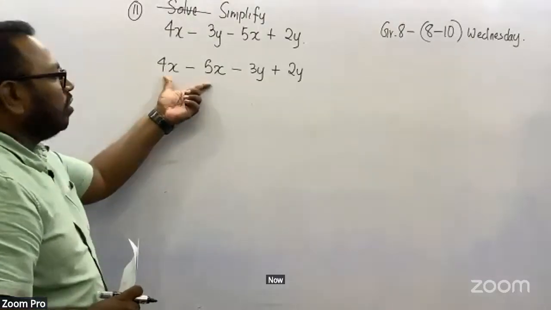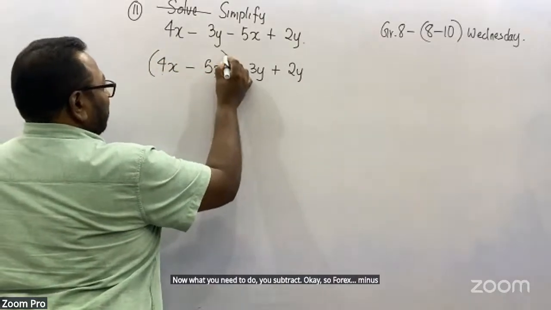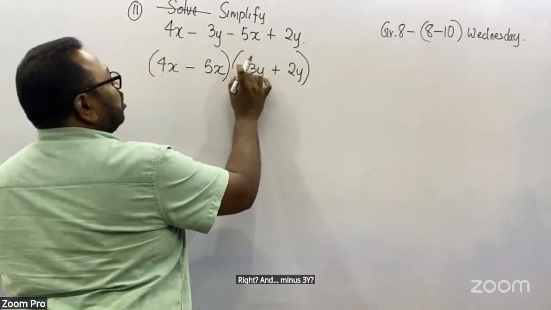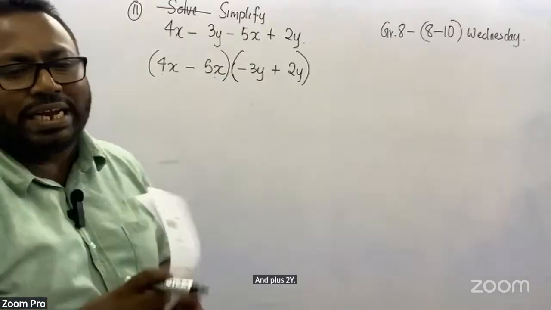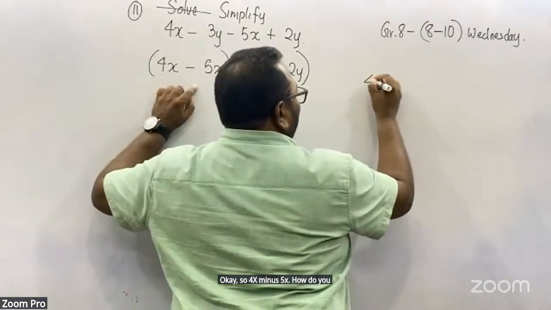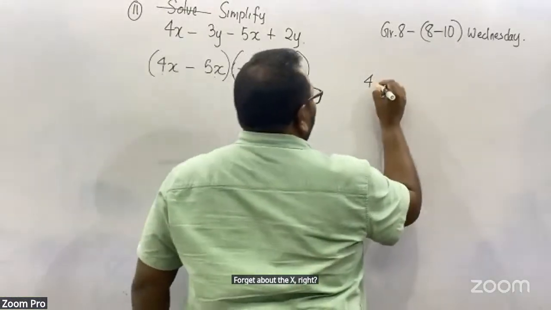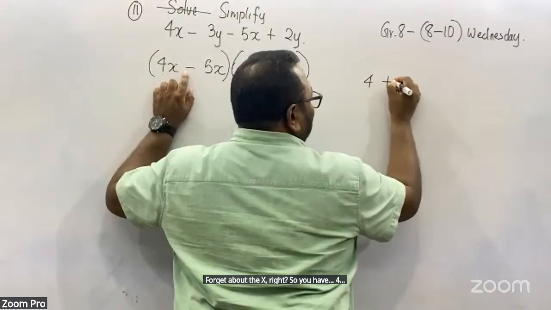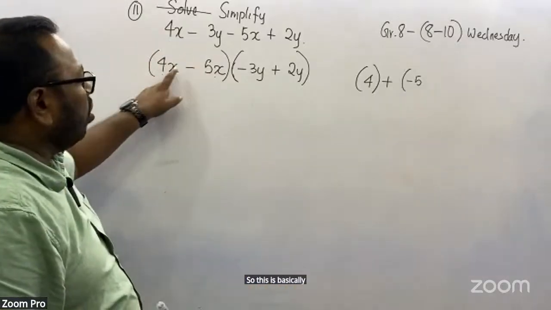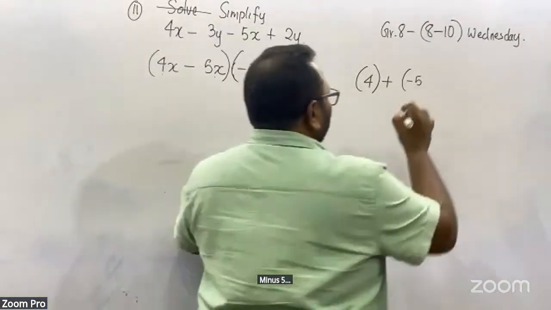Now what you need to do, you subtract. So 4x minus 5x, and minus 3y and plus 2y. You solve with the like terms. So 4x minus 5x, how do you do this? You forget about the x, guys. So you have 4 plus minus 5. So this is basically 4 plus, this is a minus, minus 5, right?